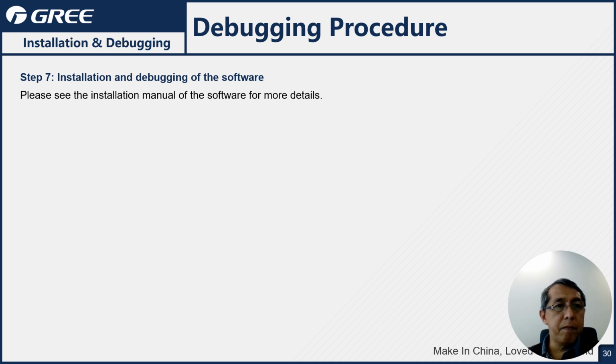For the last step, step 7, installation and debugging of the software, you may want to check the installation manual of the software for more details on installation and activation.